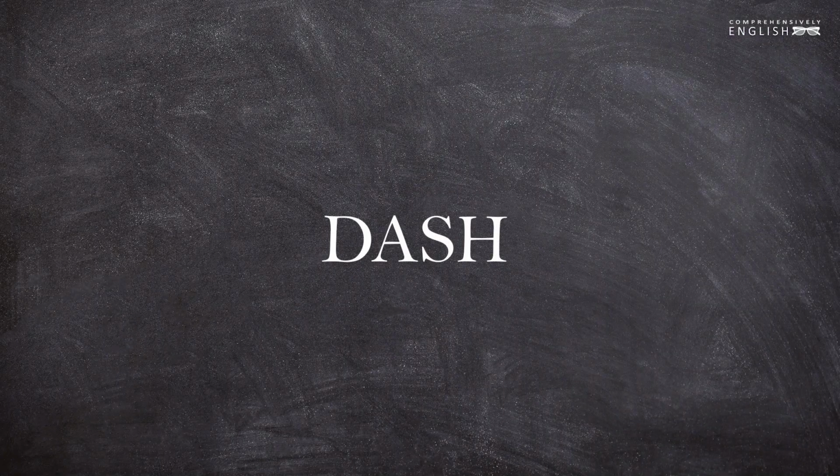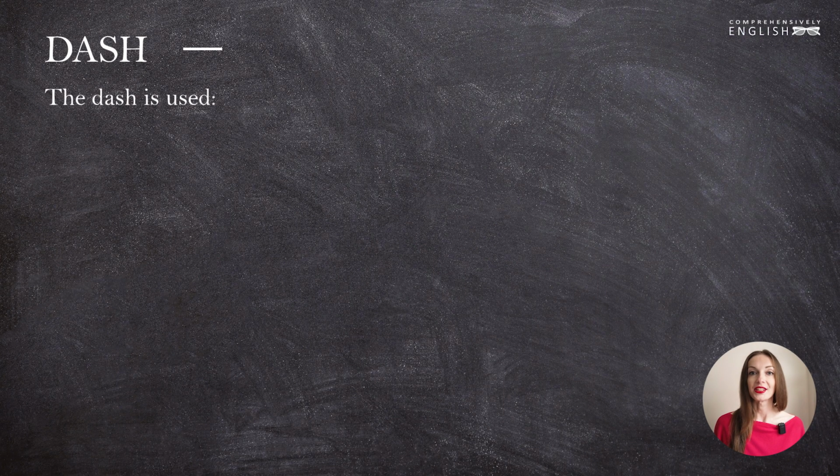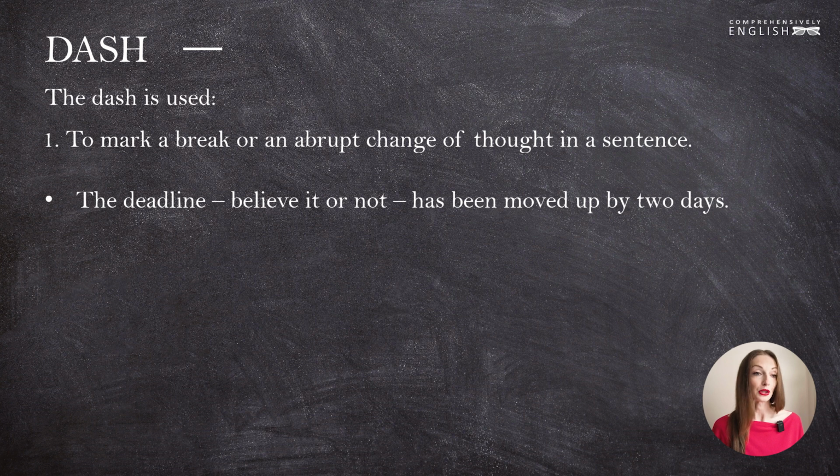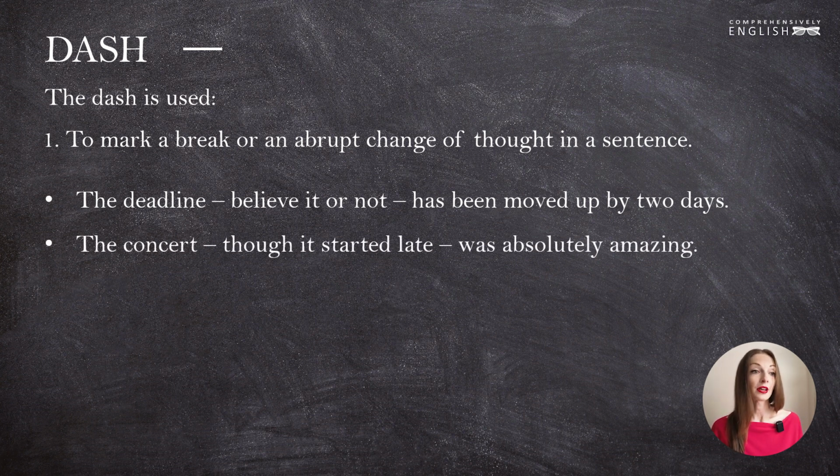The first punctuation mark that we are going to start with today is the dash. First and foremost, the dash is used to mark a break or an abrupt change of thought in a sentence. For instance, the deadline, believe it or not, has been moved up by 2 days. The concert, though it started late, was absolutely amazing.